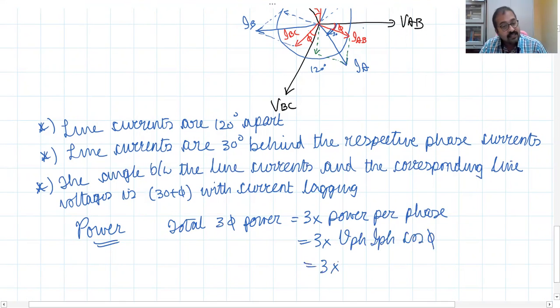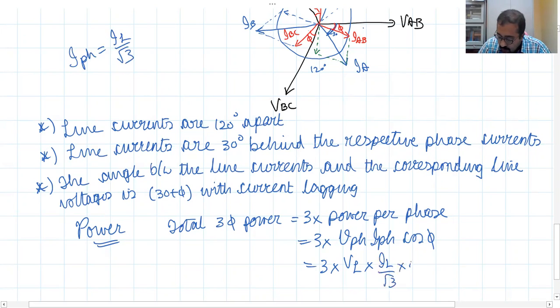3 into, in a delta connection, we know VPH and VL are the same, into, how are IPH and IL related? IPH is nothing but IL, the line current, divided by root 3. So into IL divided by root 3 into cos phi. So you get root 3 VL IL cos phi watts, the active power.